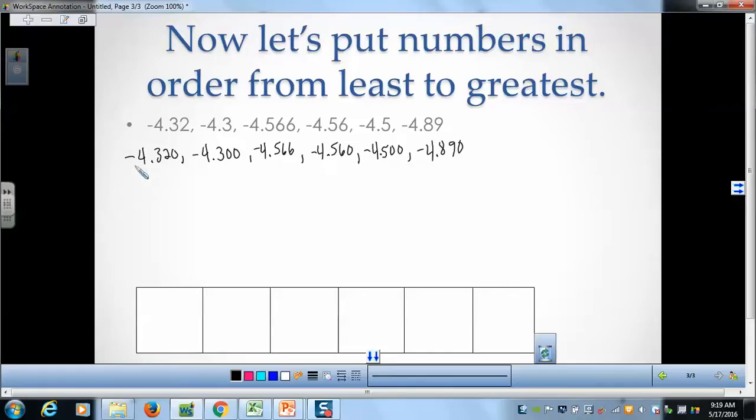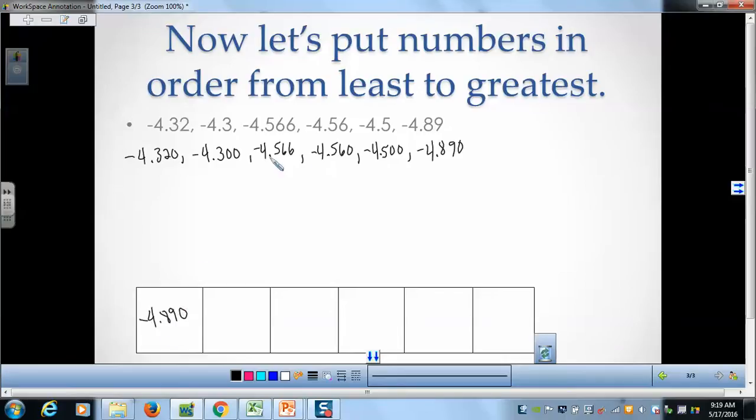Now, there are 2 other things that we need to look at. One is that these are all negative numbers. And we have to remember that the larger the negative number, the farther to the left it is, or the lesser number it is. The other thing is that if all of the digits here are equal, we go to the next thing to look at. So now if I look at this, this is clearly the biggest negative number we have. So it has to be the farthest to the left.